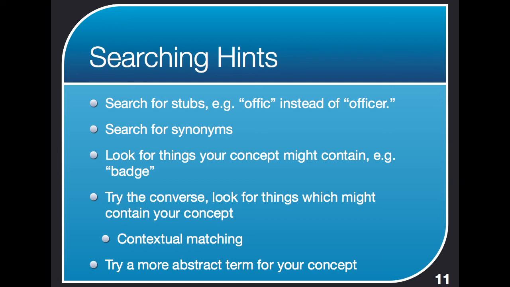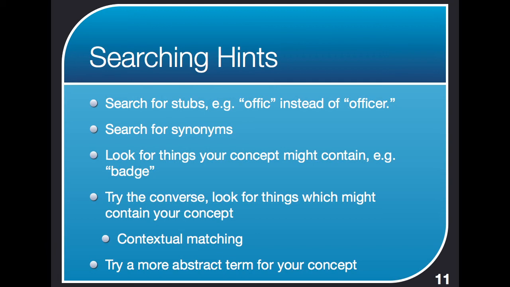Search for synonyms. If you don't find the exact term you're looking for, try searching for synonyms. I mean, that's common searching hint stuff, but give it a shot. Look for things your concept might contain. Again, if I'm looking for a police officer and I can't find it, I might look for a badge. And indeed, if you look in the NIEM for a badge, you'll get badge identification, which is inside of the enforcement official type. So you'll actually find what you want that way.